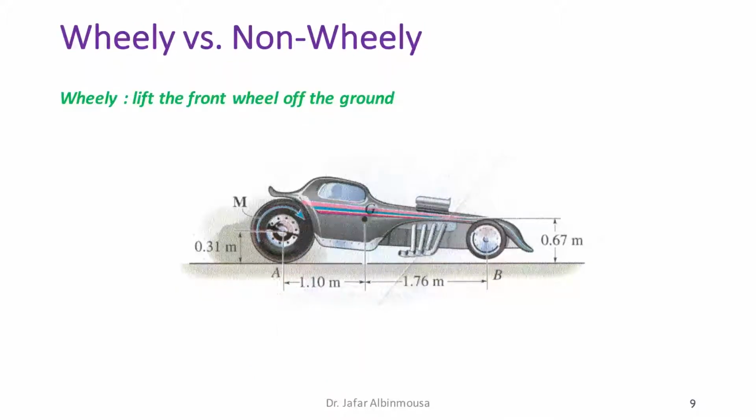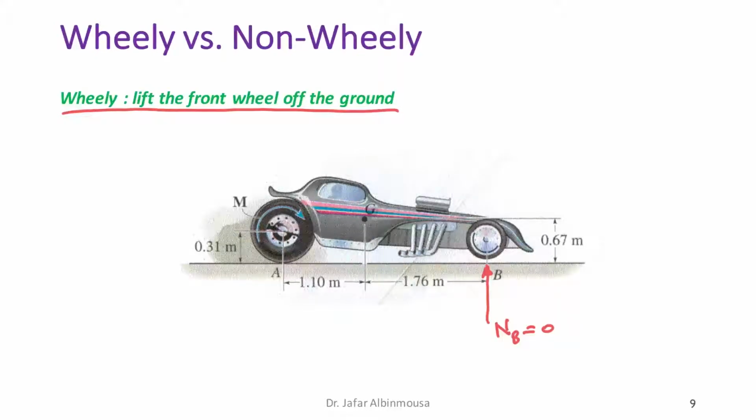Now let's consider the wheelie versus non-wheelie condition. Here we have the same racing car, but at this moment, while the back drive wheel is rotating, the front wheel is lifted off the ground. So if we have that case, then the normal force here is 0. And this is what we call the wheelie condition, which is the situation when the front wheel is lifted off the ground.